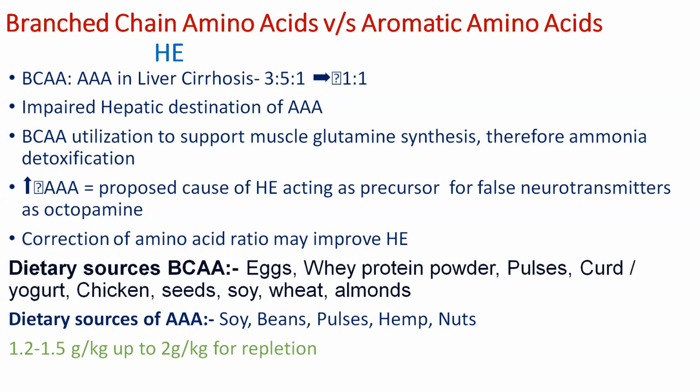So we should focus on branch chain amino acid part for maintaining the muscle mass, especially patients with decompensated cirrhosis, frailty, and sarcopenia. And we should reduce the sources of aromatic amino acid, which can accelerate the HE condition. This high aromatic amino acid presence is a proposed cause of HE, acting as precursor for false neurotransmitters such as octopamine. So we should try to reduce the presence of aromatic amino acid in our diet.